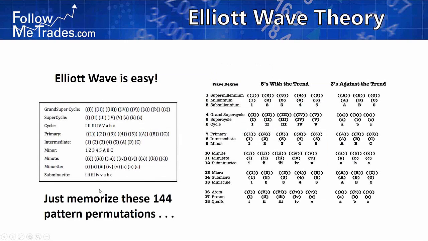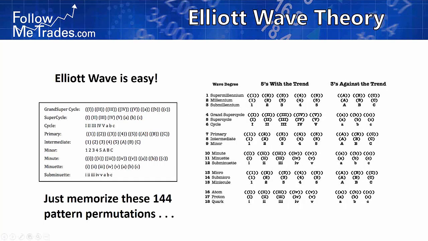So I use Elliott Wave, and Elliott Wave is easy, right? All you gotta do is memorize these 144 pattern permutations of super millenniums and submillenniums and super cycles and primaries and atoms and protons and quarks, right? Everybody up for that? I'll let you look at the chart. You should have that memorized in about 2 minutes, right? What nonsense, right? What absolute nonsense.